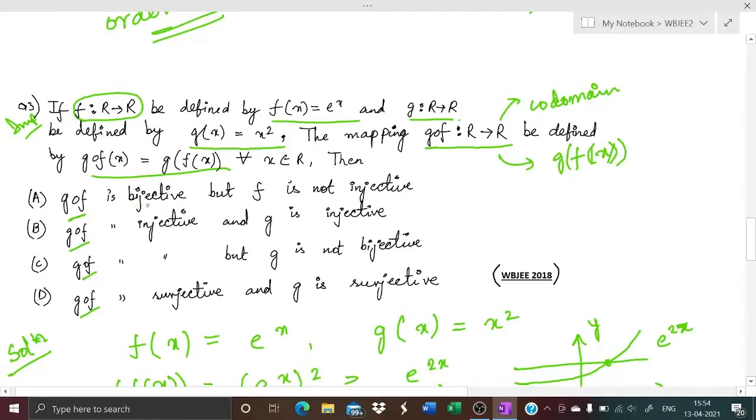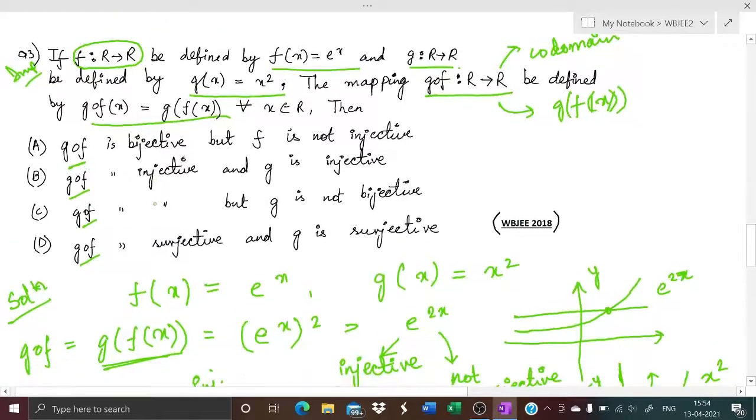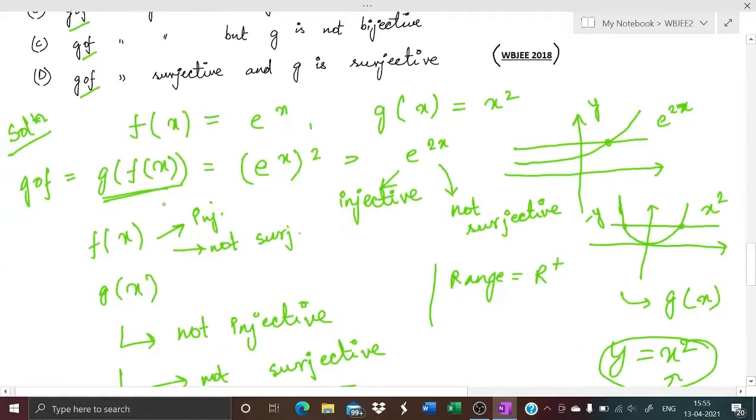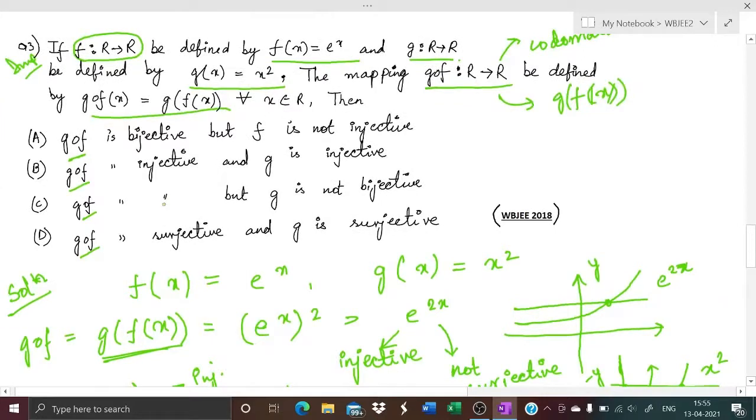बाइजेक्टिव तो बिल्कुल नहीं है क्योंकि g of f is not surjective. बाइजेक्टिव होने के लिए दोनों कंडीशन सेटिस्फाई होना चाहिए, तो फर्स्ट ऑप्शन नहीं होगा. सेकंड ऑप्शन में क्या होता है कि g of f is injective and g is injective, which is also false because g of f is injective but g is not injective as you have seen. Okay, from here g is neither injective nor surjective, so this is also false.